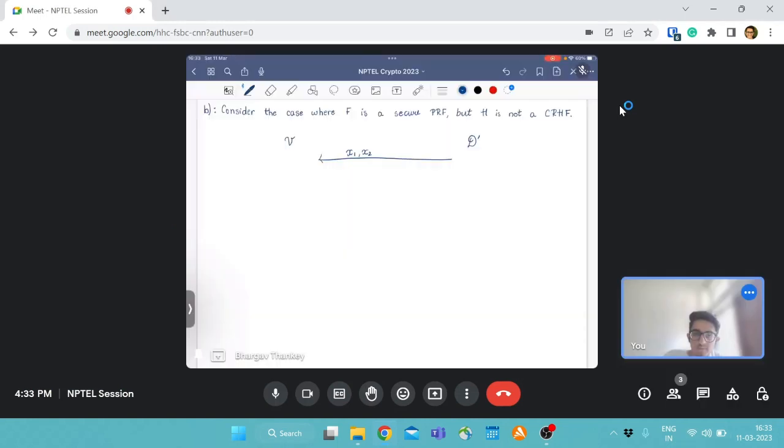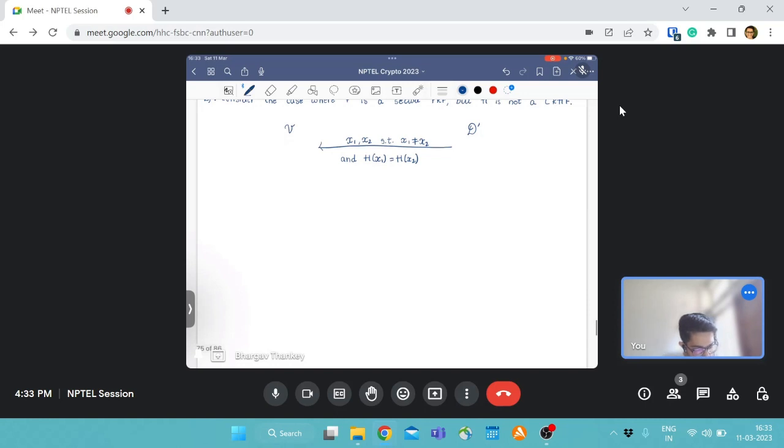So the distinguisher will send x1 and x2 such that x1 is not equal to x2 and h of x1 is equal to h of x2. Now, since h is not a collision resistant hash function, a distinguisher can find such x1 and x2 with non-negligible probability.